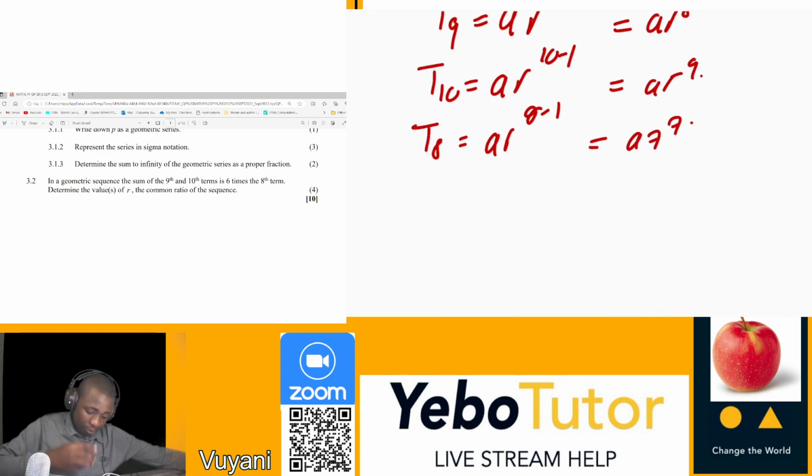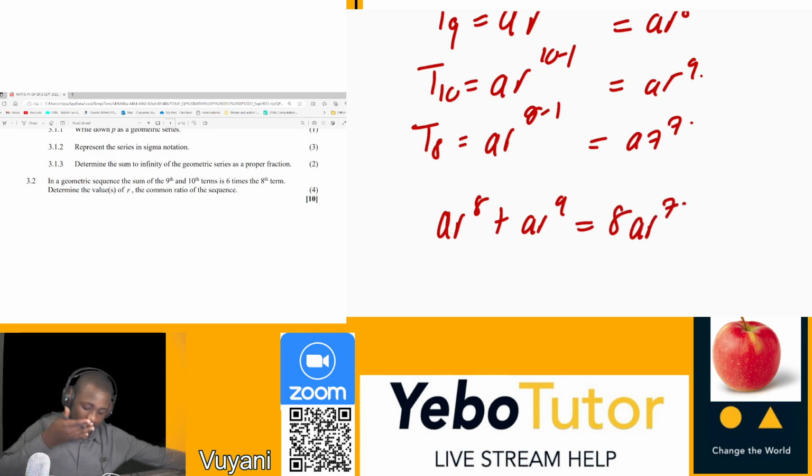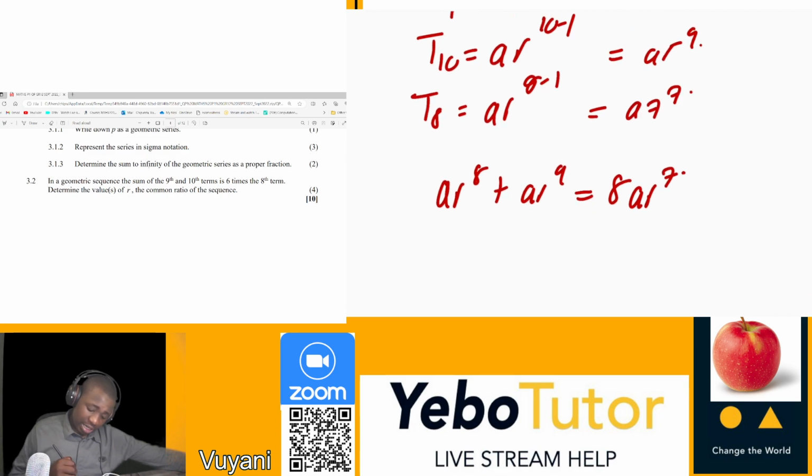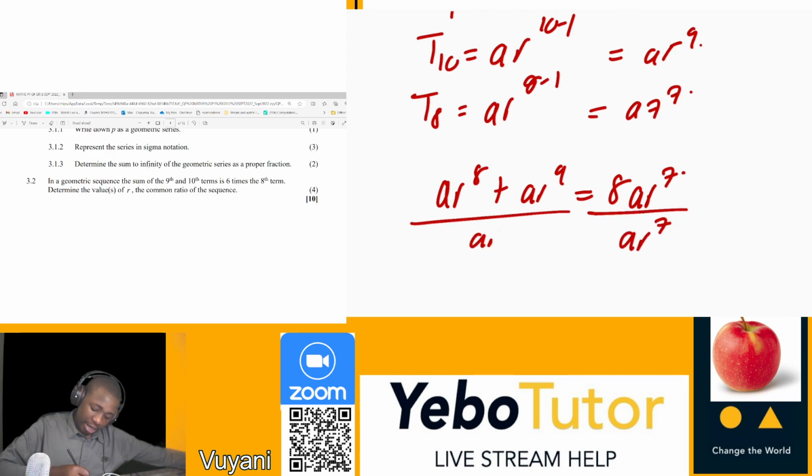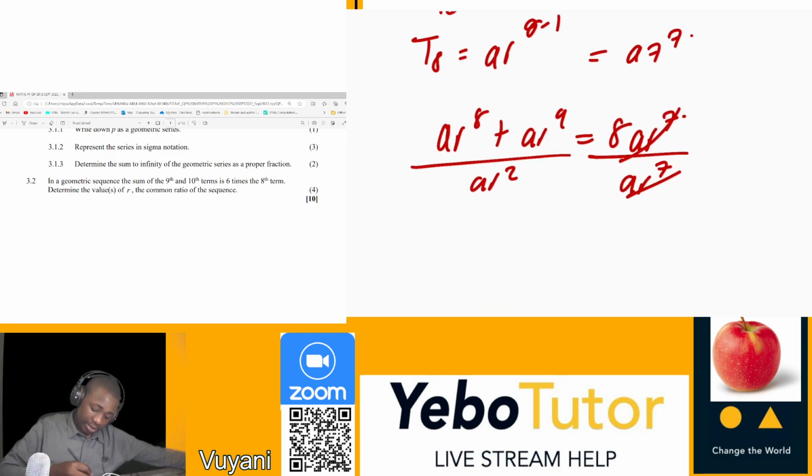Now T9 plus T10 will be equal to what? ar to the power of 8 plus ar to the power of 9 is equal to 8 times the 8th term, so ar to the power of 7. Thereafter, we can solve this problem from this question. So this is basically what you're supposed to do to solve this question in this format, and you'll be happy. So we can divide by ar to the power of 7 on both sides there. Then now we can see that this will be a and a cancelling. That will be ar to the power of 8 divided by ar to the power of 7 plus ar to the power of 9 divided by ar to the power of 7 equal to 8.